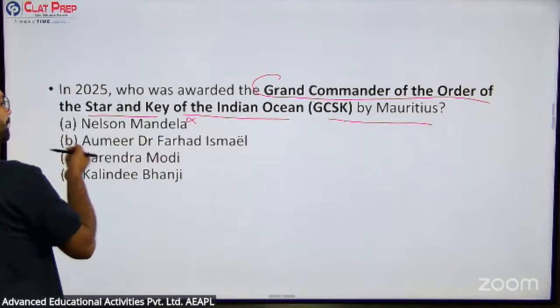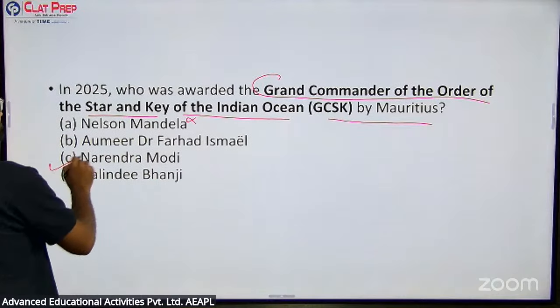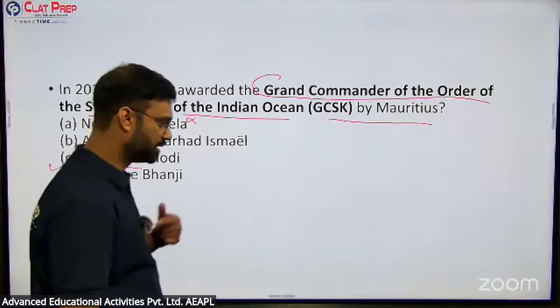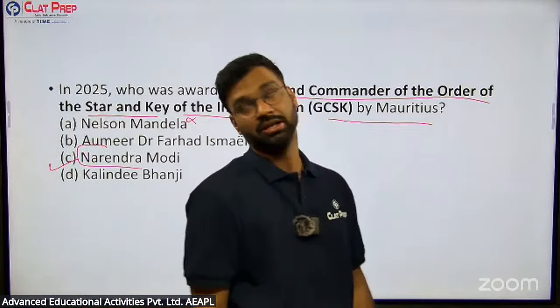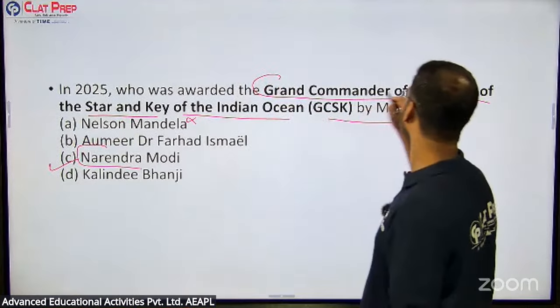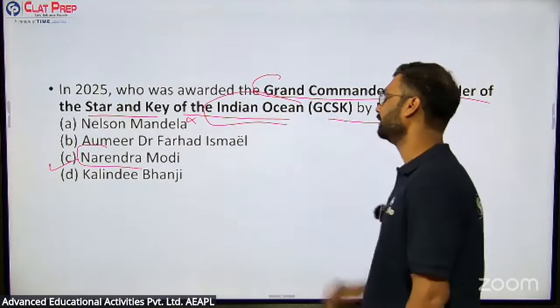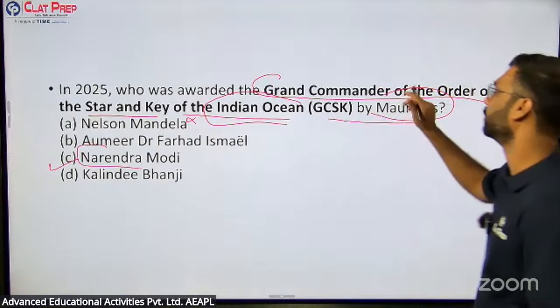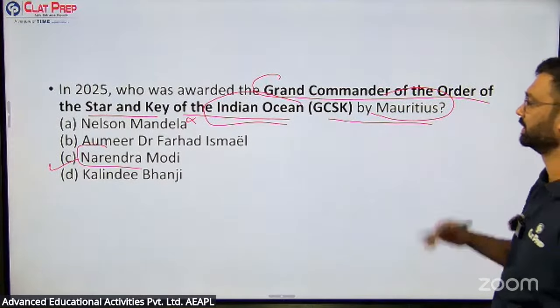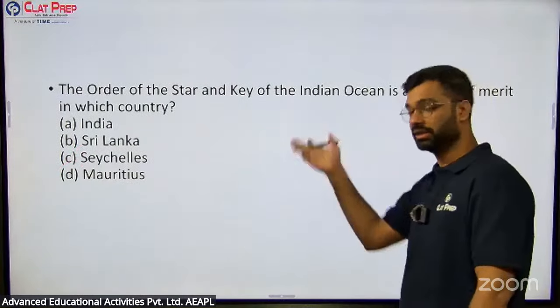Now, this award is given to Narendra Modi, the Indian Prime Minister. When he went to Mauritius, he was awarded the Grand Commander of the Order of the Star and Key of the Indian Ocean Award by Mauritius. Again, look at the options and the information given here. The answer is Narendra Modi. Now let's look at the next question.